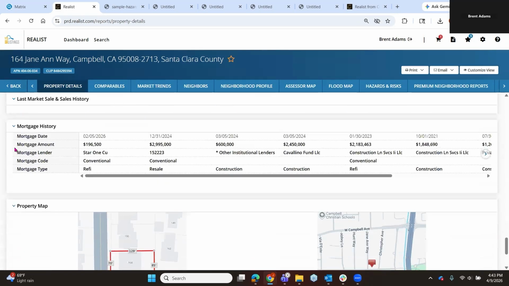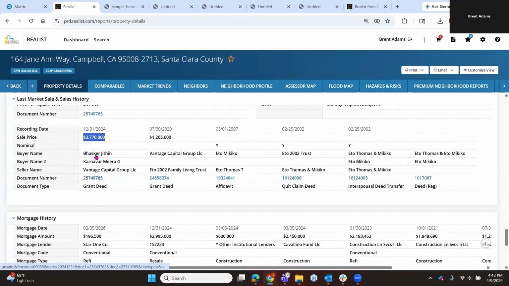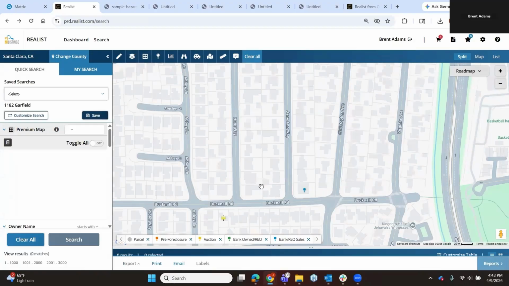A lot of times these types of properties have been involved in some sort of foreclosure in the past. I don't see that happening here, but you do see that this property was purchased from some sort of real estate group. And actually, boy, a tidy little profit was made on that property from 2020 to 2024. Again, lots of really interesting information that you get down here in that mortgage history, in that sales history as to what's going on with these properties too.